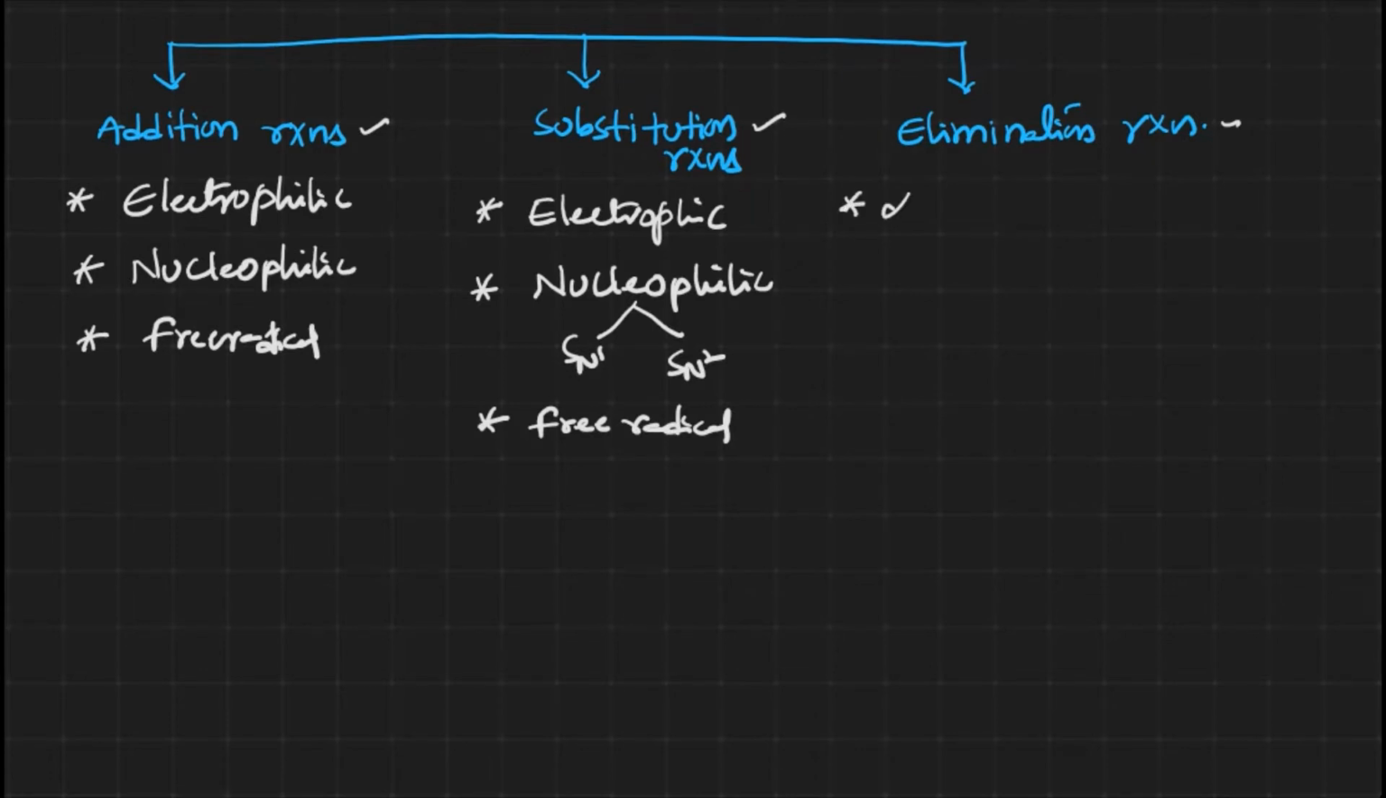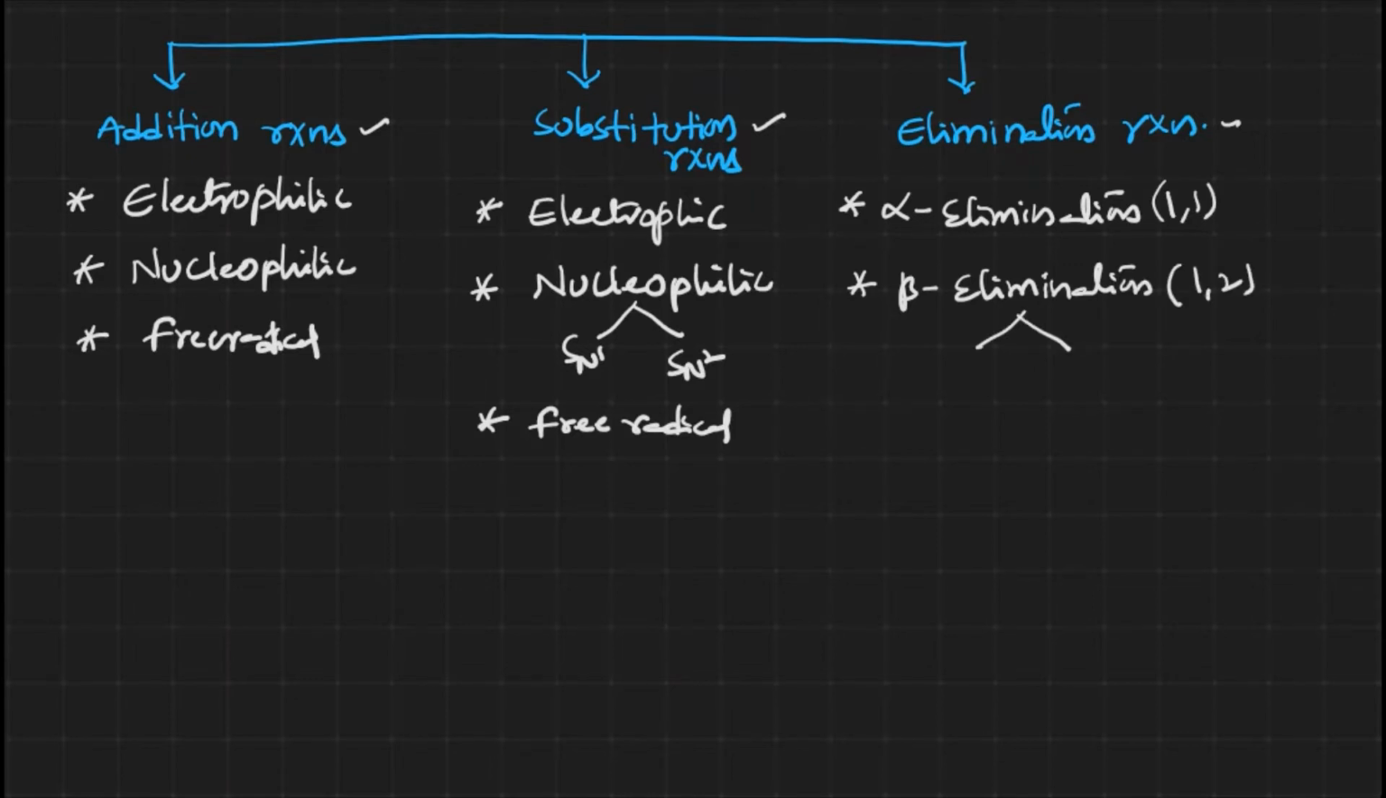In elimination reactions, we have alpha elimination reactions. These are also known as 1,1 elimination reactions. Secondly, we have beta elimination reactions, which are also known as 1,2. These are again classified as E1 elimination and E2 elimination. And thirdly, we have gamma elimination reactions. Okay, this is also known as 1,3 elimination.